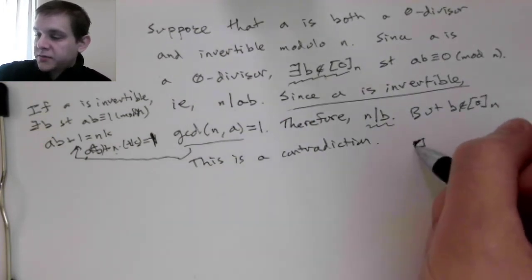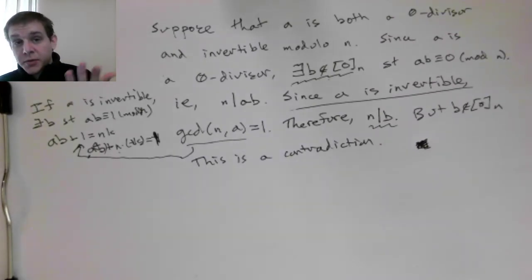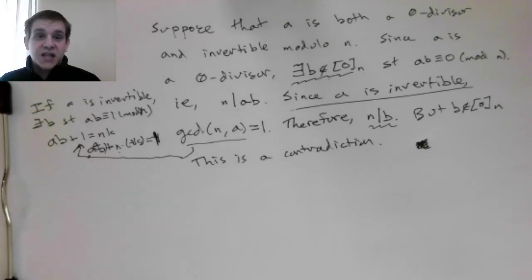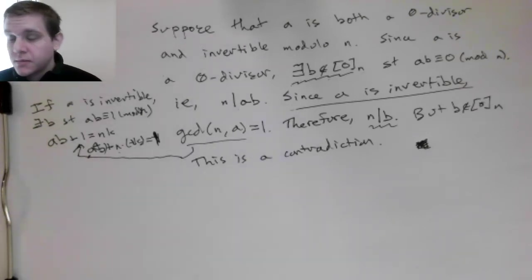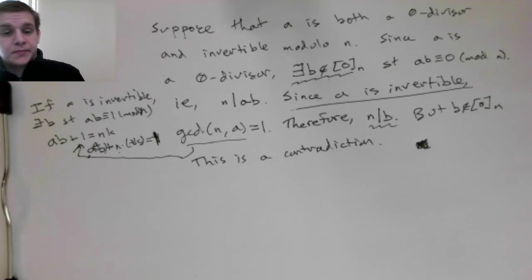And that ends our proof. Every element is either invertible or it's a zero divisor, and it can't be both. And it's exactly detecting whether or not the GCD is equal to 1. So the GCD turns out to be a very, very important number related to two numbers.